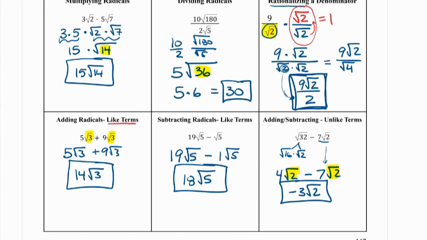Now, just to point out a different problem, if you had something like 4 radical 3 plus 5 radical 5, these square roots are not the same, and there's nothing we can do to make them the same. So there is nothing to do to simplify that. That would already be as simple as it can get. That would already be the answer.